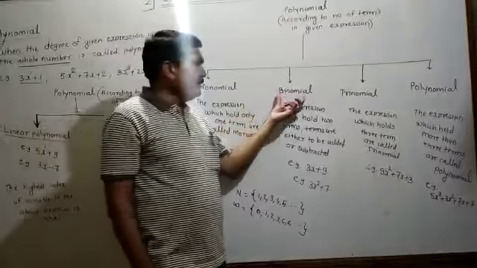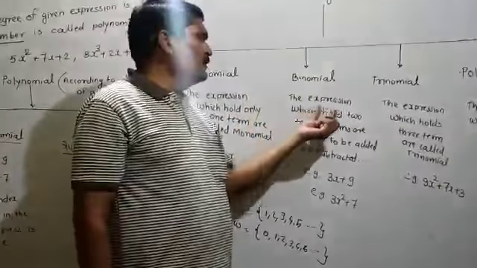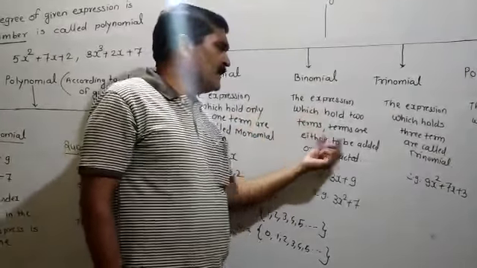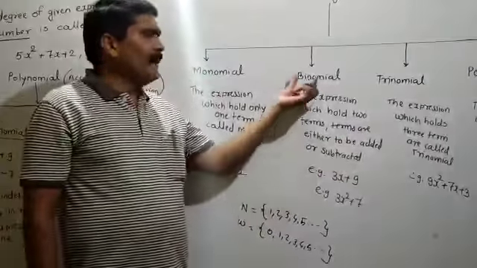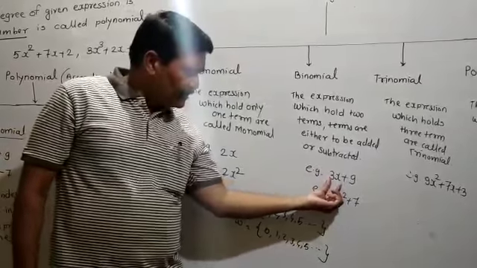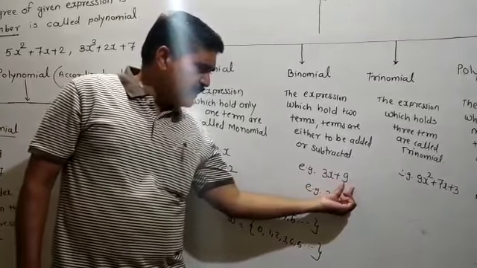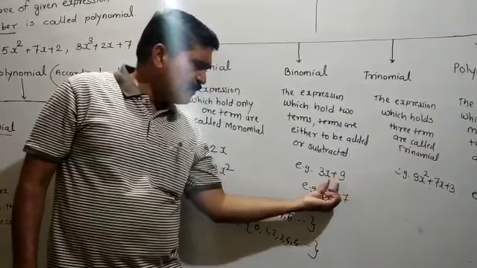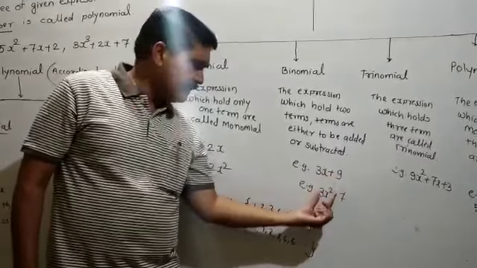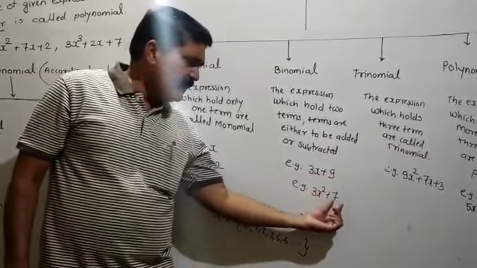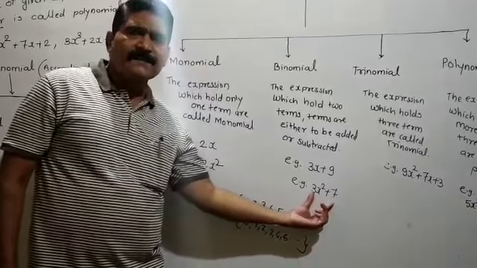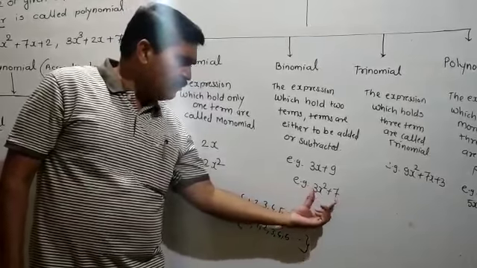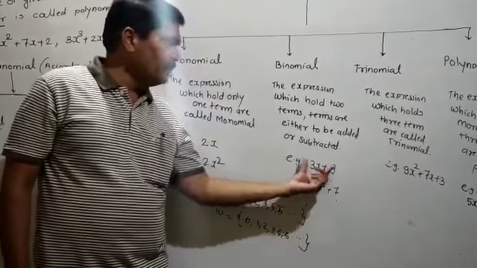Then you have to come to the binomial. The expression which holds two terms, terms are either added or subtracted, is called the binomial. Here 3x is one term, 9 is another term, and both terms are joined by the addition sign. Here 3x square is one term and 7 is another term, and both are joined by the plus sign. So this expression holds two terms according to the number of terms.